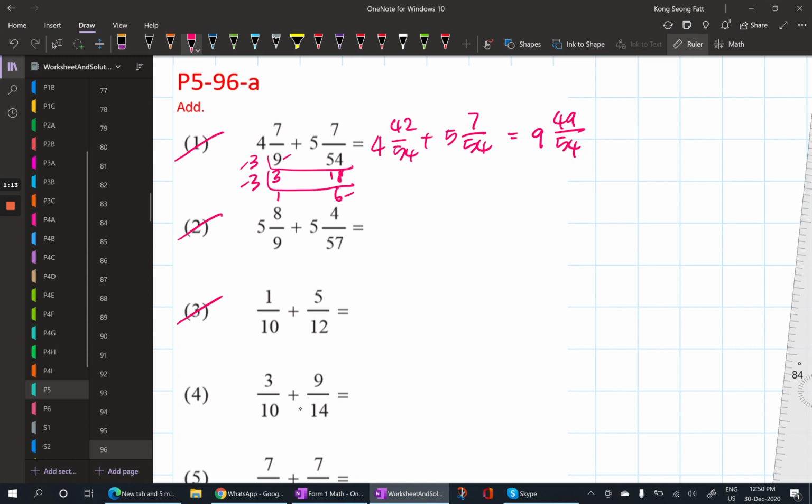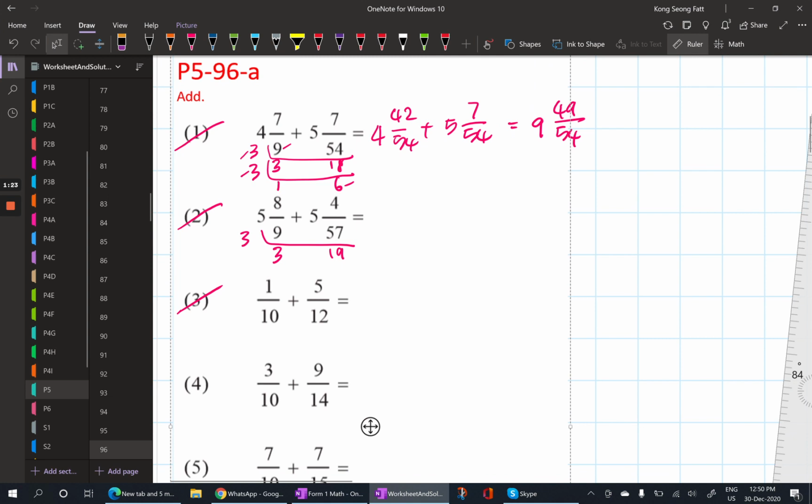Next question, number 2, divided by 3. 9 divided by 3, 3. This is 1, 27 is 9. Okay, so you have 3 times 3, 9. 9 times 19, 9 times 9, 81. 9 times 9, 9 times 1, 9. 9 plus 8, 17. Plus 5, 171. This is 5. Okay, so 9 times 19 is 171.